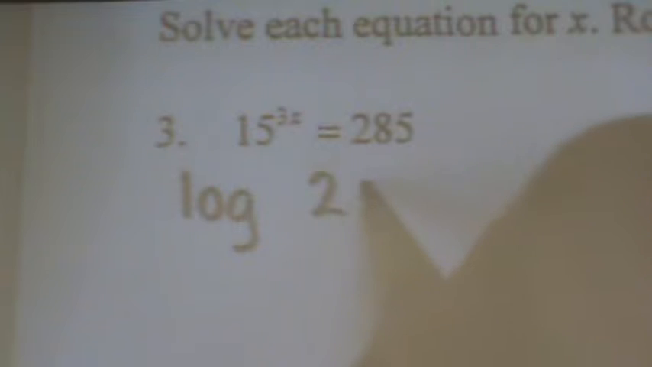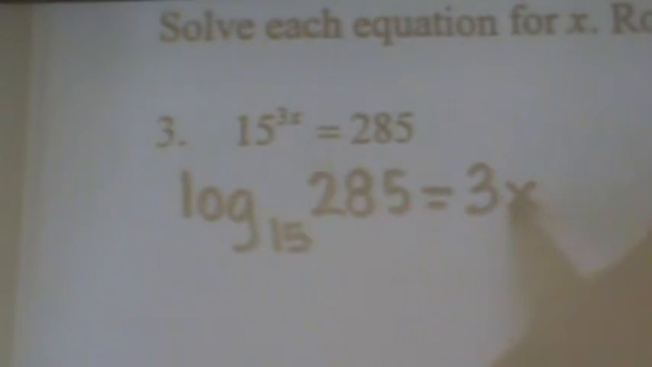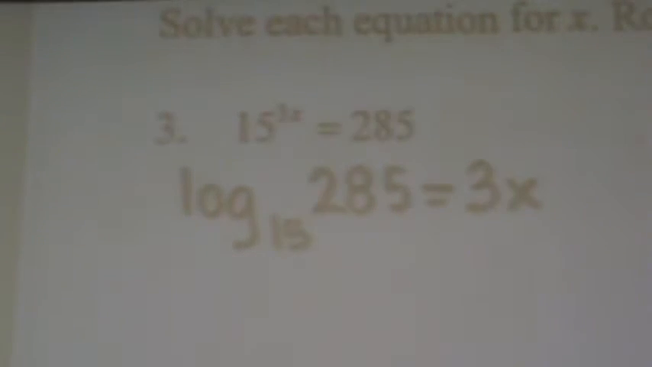On these problems where you can't get them in the same base, you're going to rewrite this. How do you rewrite this in log form? What does it look like? Log of 285 base 15 equals 3x. You got to know the conversion. Now you take your calculator. If you have the Inspire in front of you, you're going to hit control log, and then type in the 15 in the little box and 285 in the bigger box.